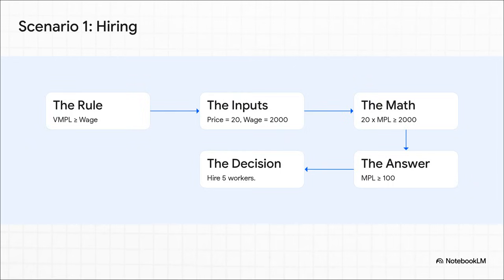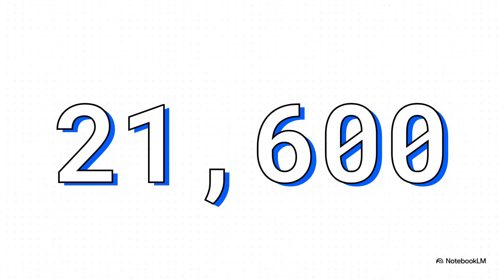Okay, scenario 1. Let's say the price of our product is 20, and the going wage for a worker is 2,000. Now, the rule is simple. You should keep hiring as long as the value a worker brings in, their VMPL, is at least as much as their wage. So we just plug in the numbers. 20 times their MPL has to be greater than or equal to 2,000. A little quick math tells us we should hire anyone whose MPL is 100 or more. And if we look back at our table, who is that? Worker number 5. So that's our decision. We hire 5 workers.